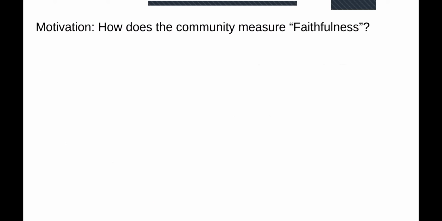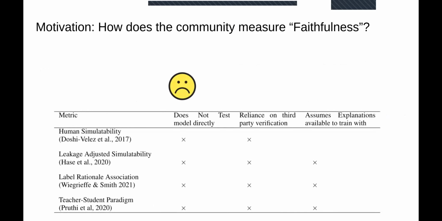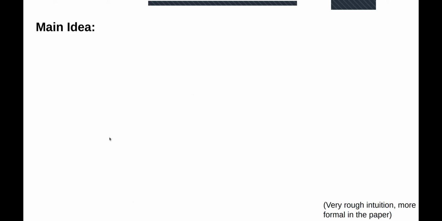Now, if we look at what people have done previously, we find that there is some issue with the methods in that either they do not test the model directly, or they require a third-party verification model, which again raises the question of faithfulness to the original task model, or they assume that the explanations are going to be available together with the task model at training time. So we reviewed 4 pretty well-known approaches, and we find that all of them have at least two or three of these problems. We would like instead to propose a method that tests the model directly. It does not rely on third-party verification, and it does not assume that you can train with explanations at training time. So, for example, I can give the model a human explanation and check if the model is consistent with my human explanation.